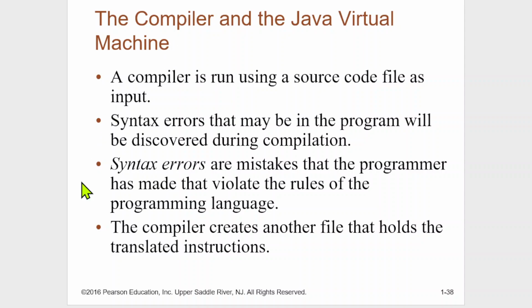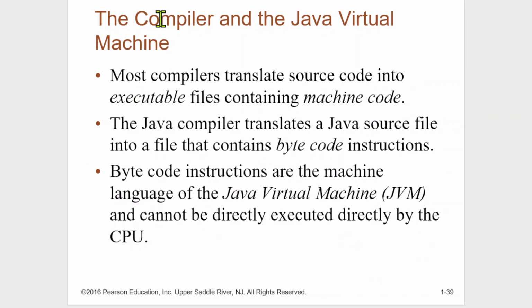The compiler creates another file that holds the translated instructions. Most compilers translate source code into executable files containing machine code. The Java compiler translates a Java source file into a file that contains bytecode instructions. Bytecode instructions are the machine language of the Java virtual machine and cannot be directly executed by the CPU. But that's the beauty of it, you don't need the CPU. It doesn't matter what kind of CPU is in your computer, because everything resides on the Java virtual machine, which is what makes this usable across any platform.